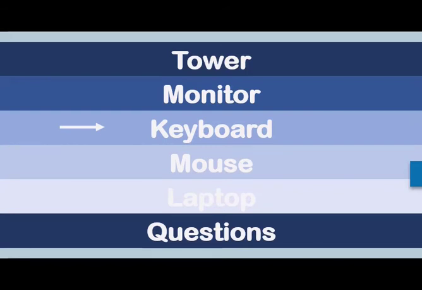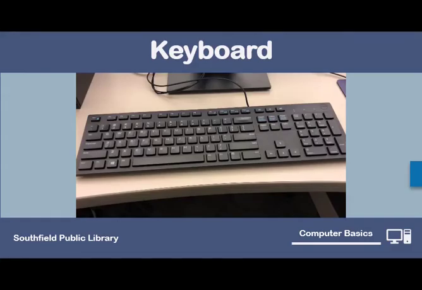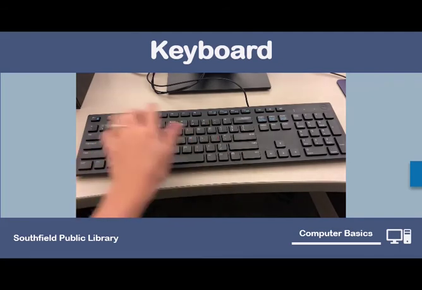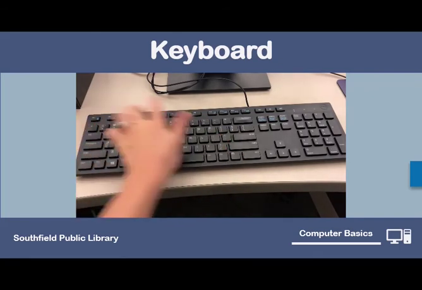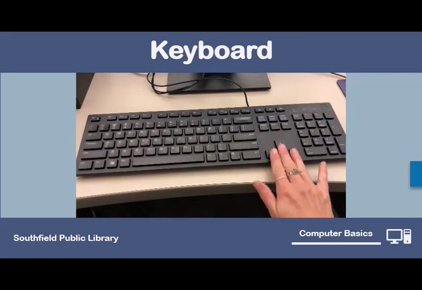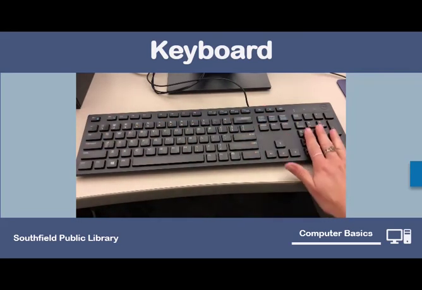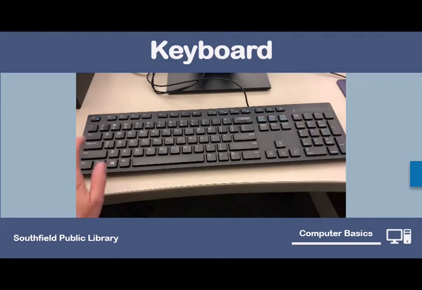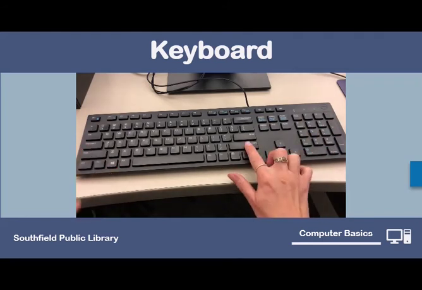Let's take a look at the keyboard, which is a method of communicating with your computer and telling it what to do. It's arranged like a typewriter with extra keys. There are typing keys, number keys, function keys, navigation keys, and typically a numeric keypad on that right-hand side. Let's take a look at some of the keys and some examples of what you can do with them.